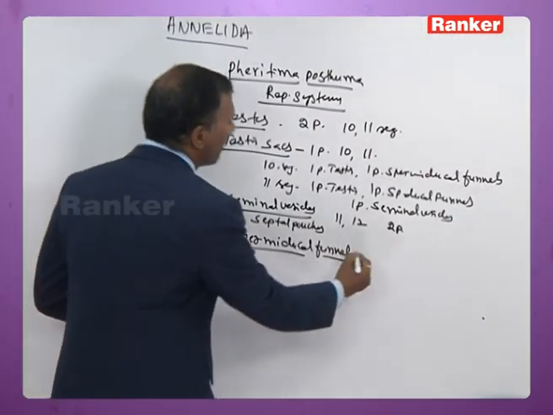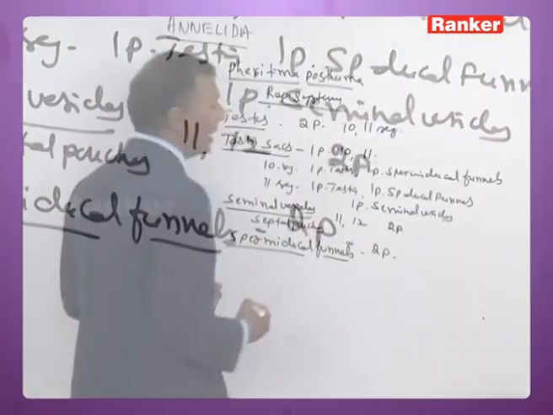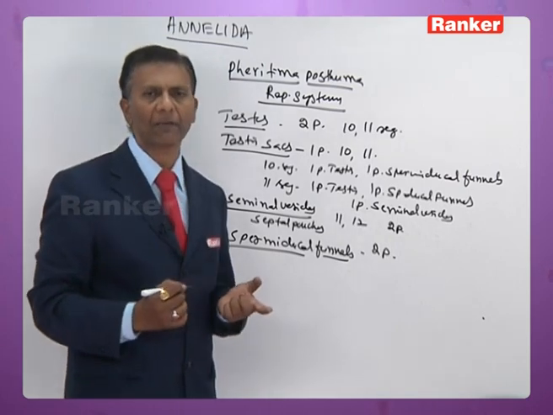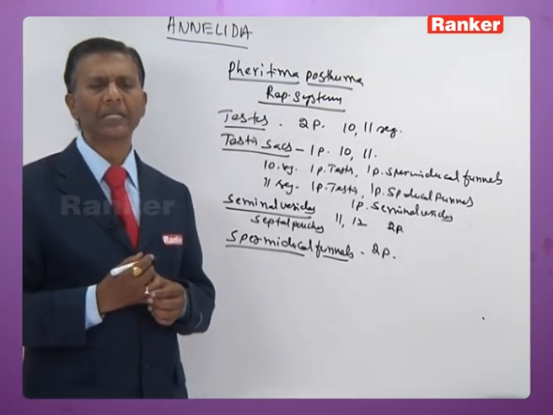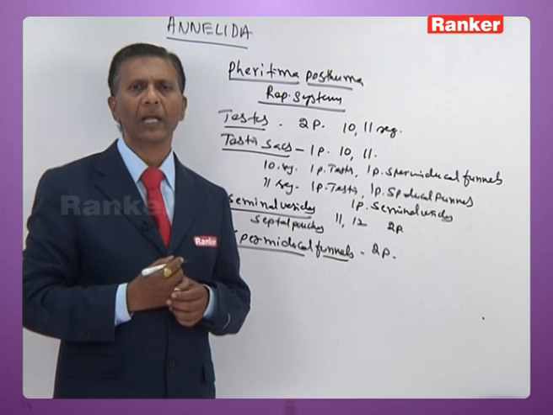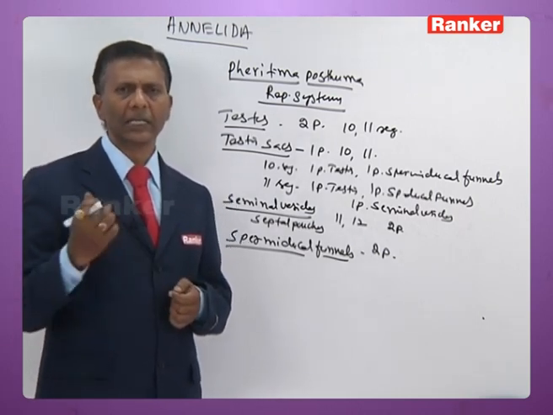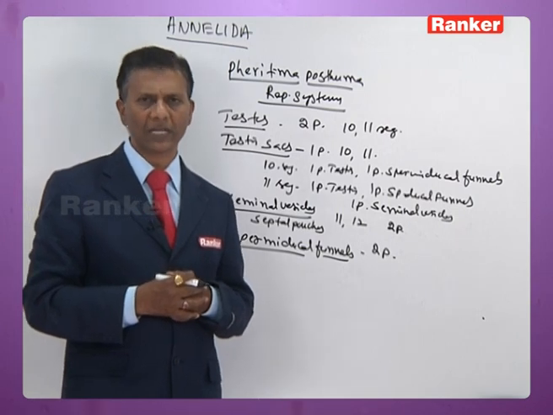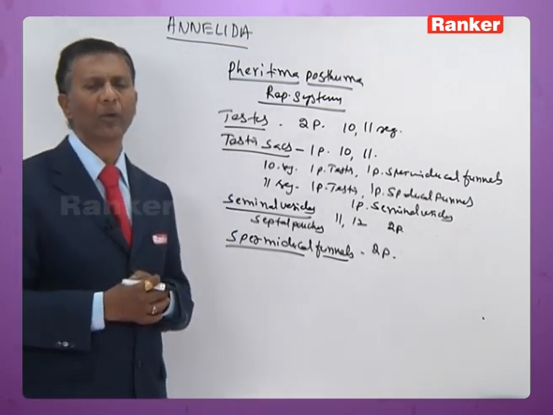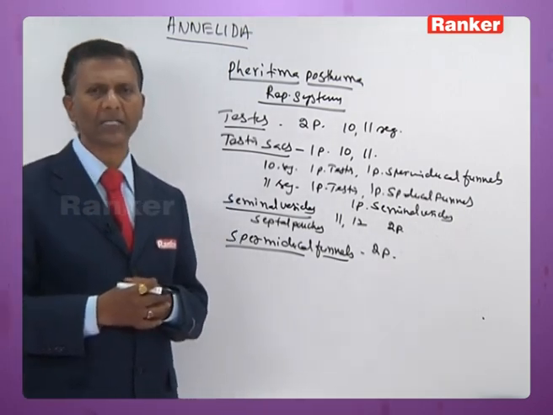Two pairs of spermiducal funnels are present. The first pair lies in the testis sac of the 10th segment. The second pair lies in the testis sac of the 11th segment. The spermiducal funnels are also called ciliated rosettes. They collect mature sperms from the testis sacs, and each spermiducal funnel continues as a vas deferens.